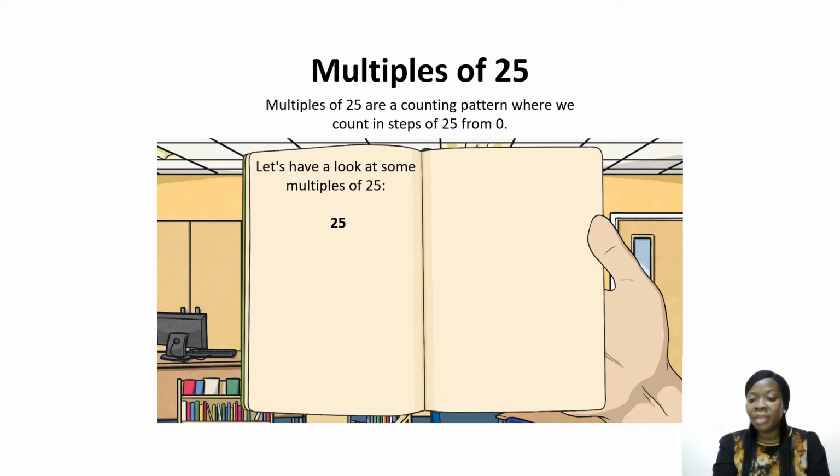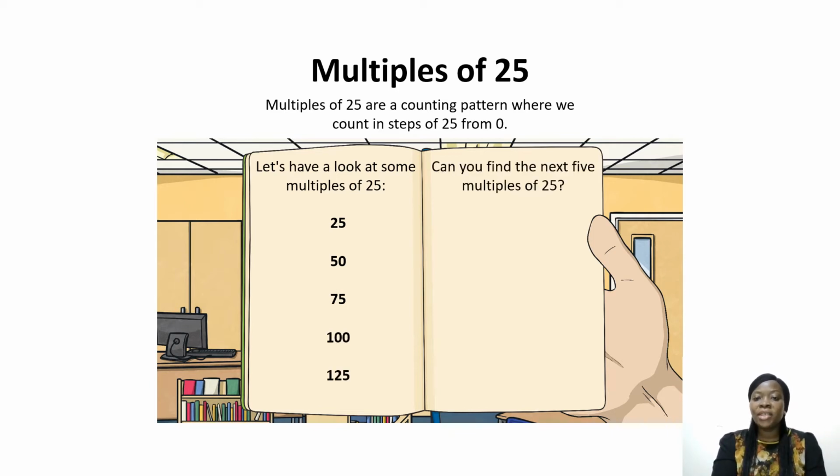25, what do you think would come next? If you said 50, you are correct. When we count in multiples of 25, it means we are adding 25. We keep adding 25. We are skip counting in 25. So what will be the next? 75, 100, 125. Can you find the next five multiples of 25, continuing from 125? Pause the video and have a go.